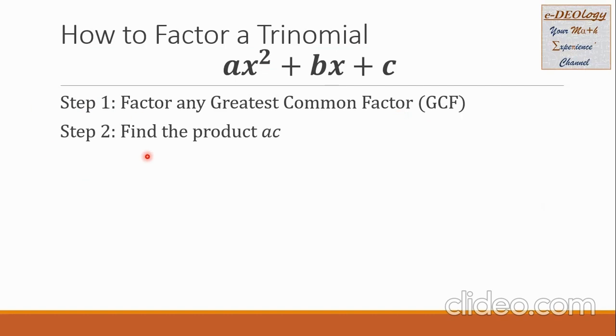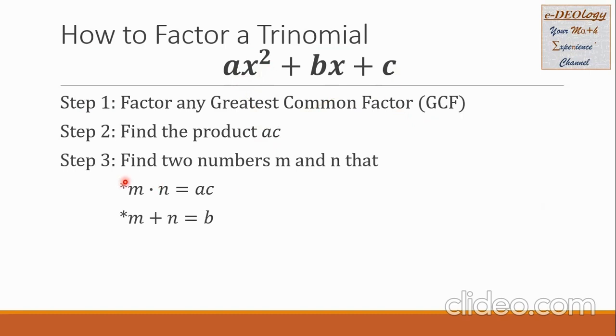Step 1 is factor any greatest common factor, or GCF. Step 2, find the product AC. This AC means the A, the coefficient of x squared, and the C, the constant of the trinomial.